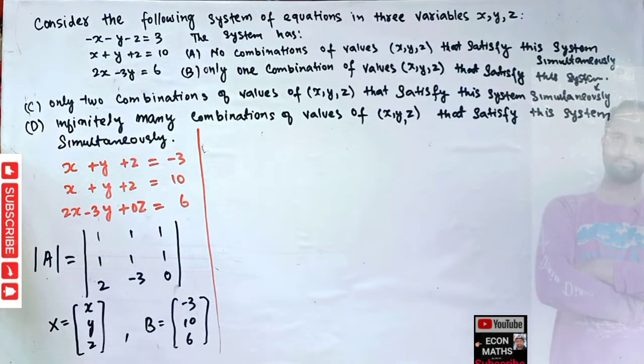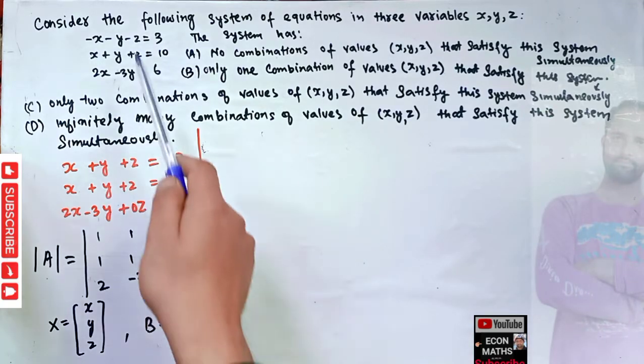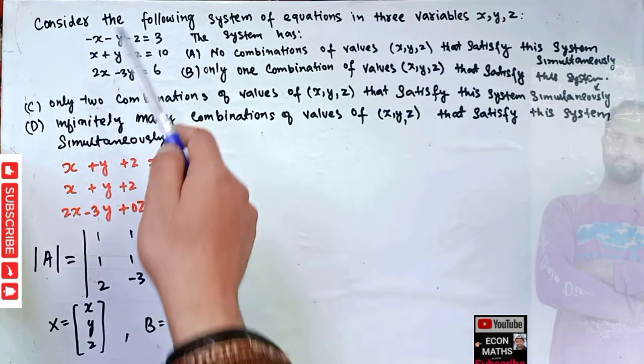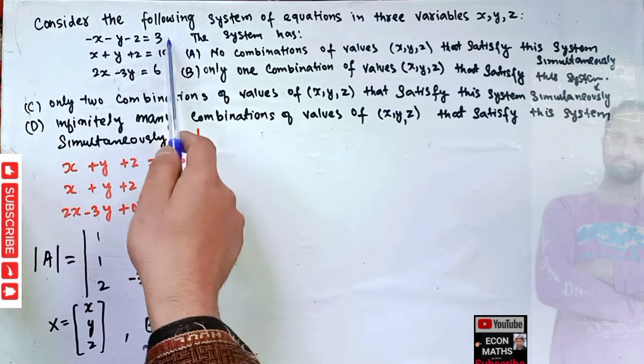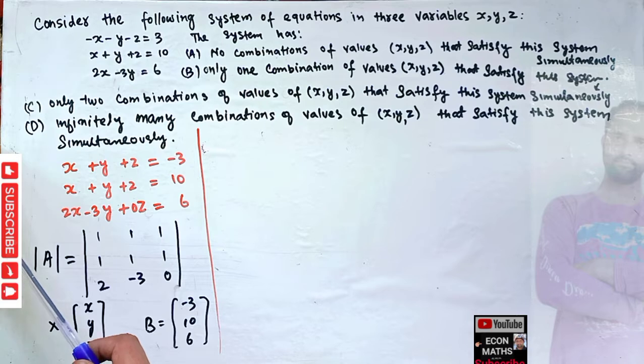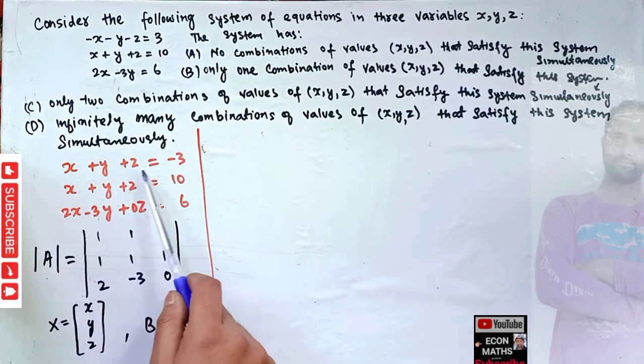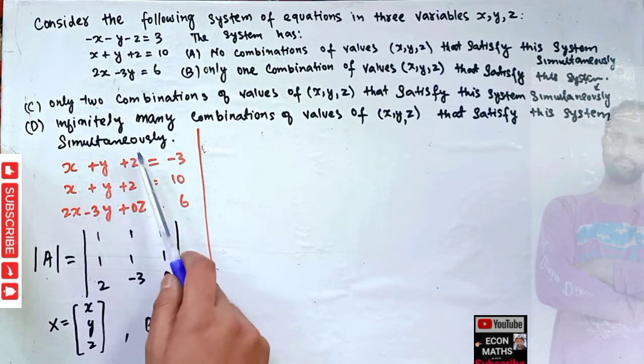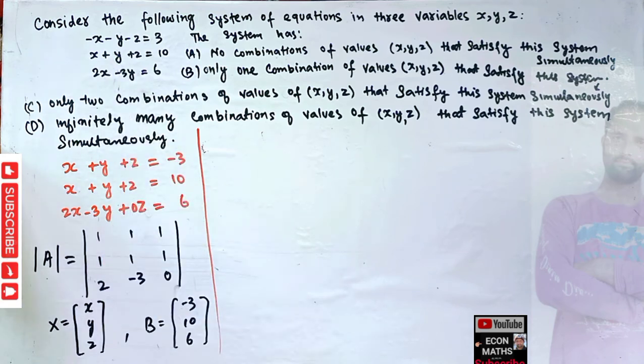Okay, so let's try to figure out what I have done. I have just rewritten this system of equations. Here I have multiplied the first equation by minus 1, so this becomes x plus y plus z is equal to minus 3. Then we have the same two other equations.